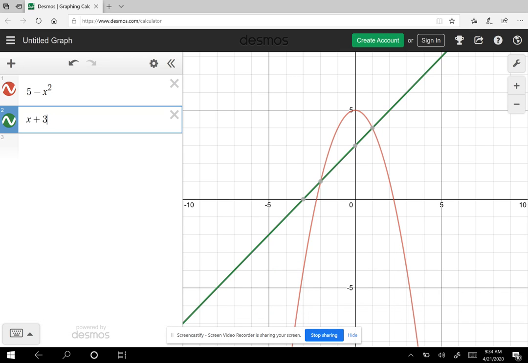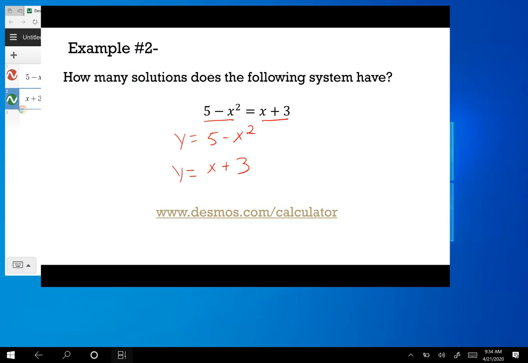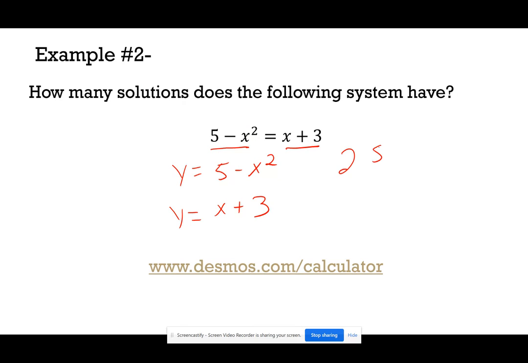All right, so I can see again my parabola and my straight line, they cross twice. And if I click on them, those are my two solutions. So again, let me go back. We have two solutions. And our solutions are -2, 1, and 1, 4. So pretty easy.